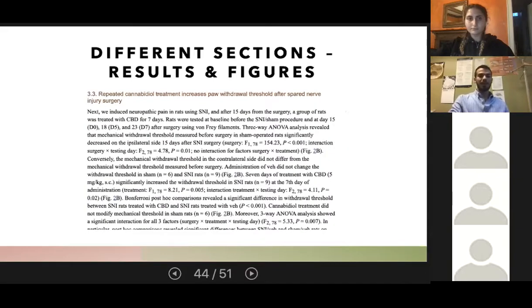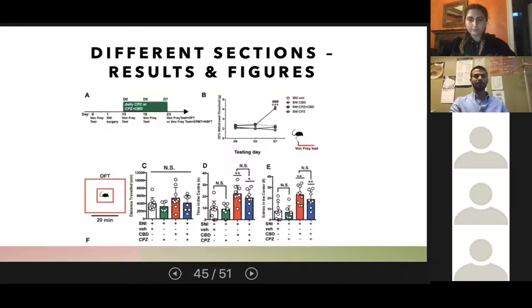Here we see another results section, but this time it's about the effects of CBD on pain. And again, we see some of the common things. Here we see p less than 0.001, the names of different statistics they use, n equals 6. So these things keep repeating themselves. Not just in this paper, any paper you'll find more or less the same thing.